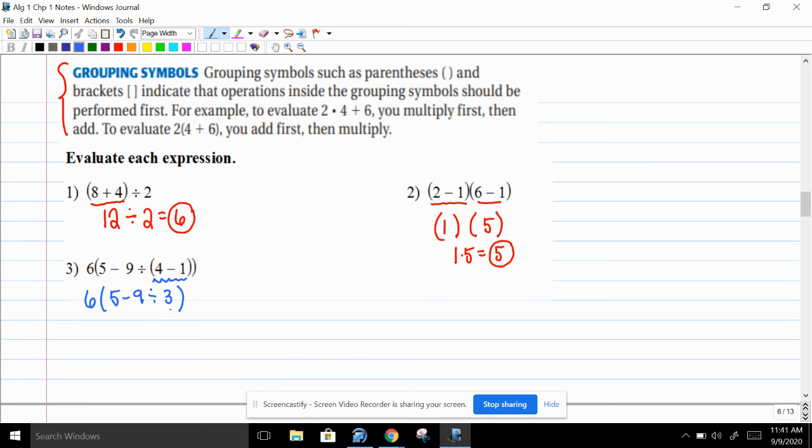Now I can tackle this expression right here. I got subtraction and division. Division comes first. 9 divided by 3 is 3. I stay inside the parentheses. I got to get them done first. 5 minus 3 gives me a 2. So I have 6 parentheses 2, which is another way of saying 6 times 2, which finishes me off with a 12. So my answer there is 12. So when you have 2 sets of parentheses, you start inside and you work your way out.